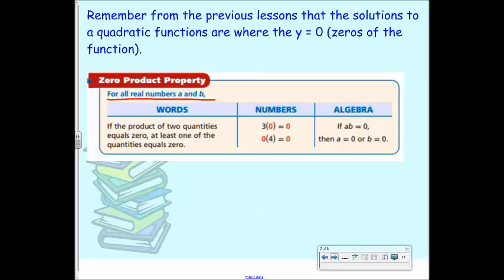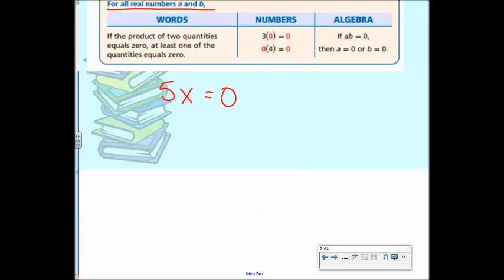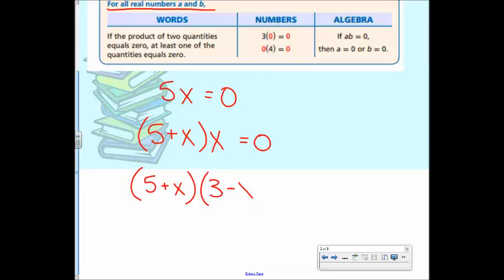But what that means is anything times 0 gives you what? 0. Okay? So if I do 5x equals 0, what does x have to be? 0. x would have to be 0. What if I did (5 plus x) times x equals 0? What would x have to be? 0. It would have to be 0. What if I did (5 plus x) times (3 minus x)? Well, it can't be 0 because what's 5 plus 0? That would be 5, and 3 minus 0 is 3, so that would give you 15. So it can't be those.